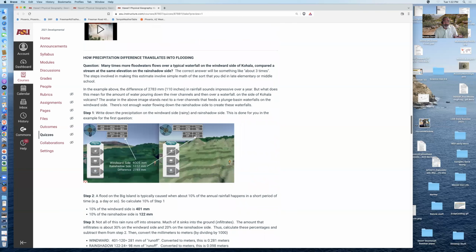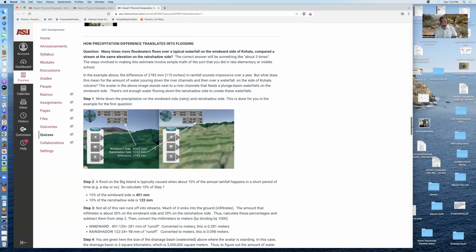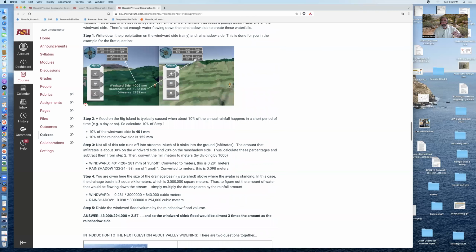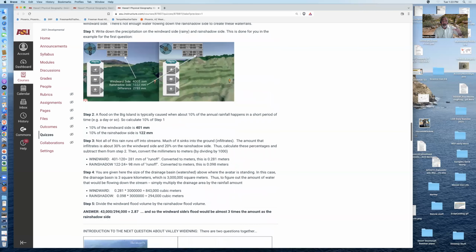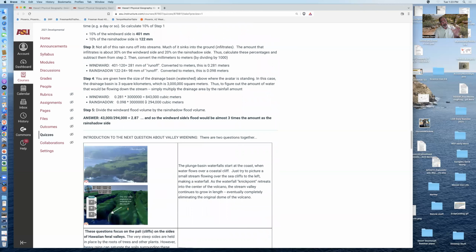And then you look at how the difference in precipitation translates into the volume of water that's flooding off of the volcano. So you make some pretty simple calculations of what water sinks in and what it doesn't, and you get spectacular figures of like 843,000 cubic meters of water pouring off in a single rainstorm on the rainy side, and it's a third of that on the dry side.